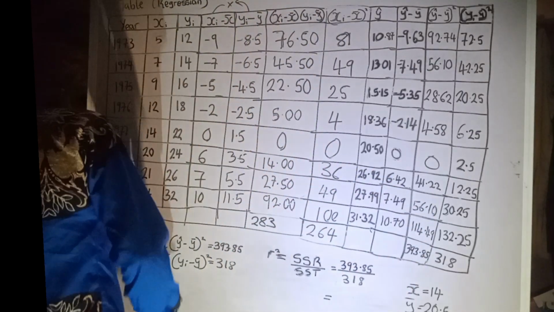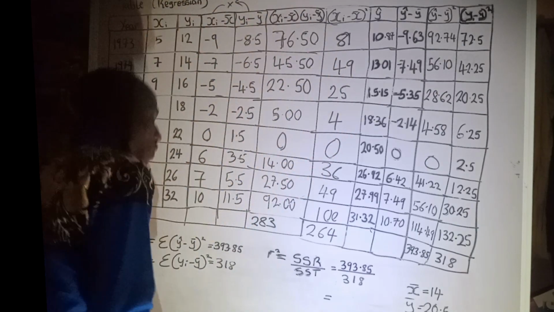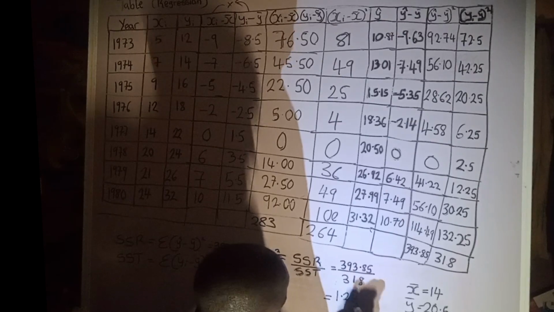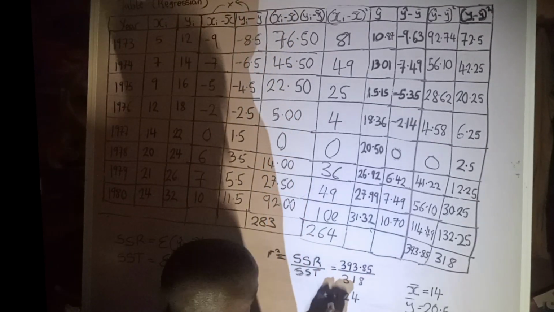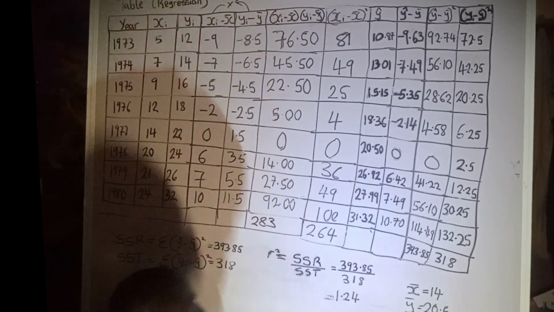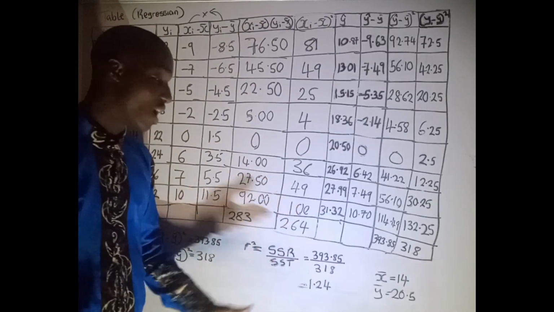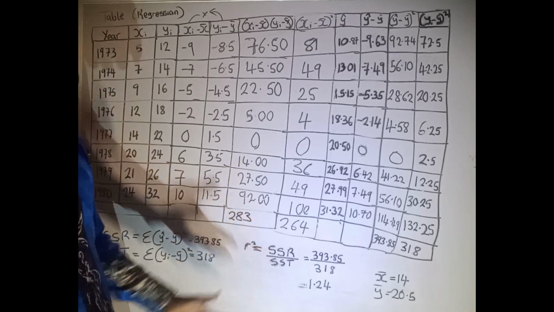So when I divide the values, the answer is 1.24, approximately. So the coefficient of determination is 1.24. That is how to calculate the coefficient of determination.